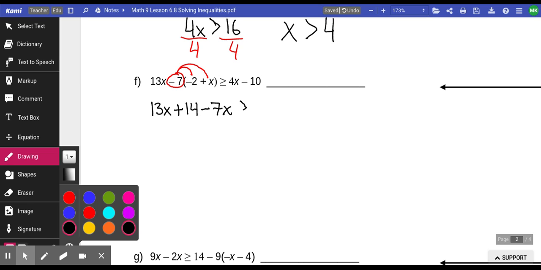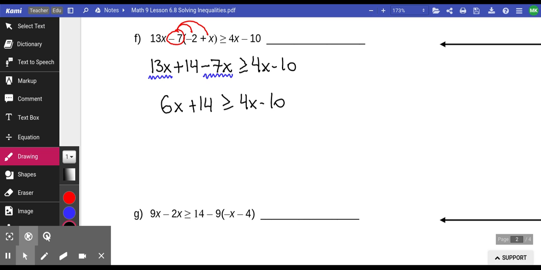On the right-hand side, I didn't do anything, so I still have 4x minus 10. Awesome. In Unit 5, we learned that after we multiply, we collect like terms if it's possible. Looking at this inequality, on the left side I actually do have like terms, so I'm going to combine those like terms before I start solving. 13 minus 7 would give me 6x plus 14, and then it's greater than or equal to 4x minus 10.